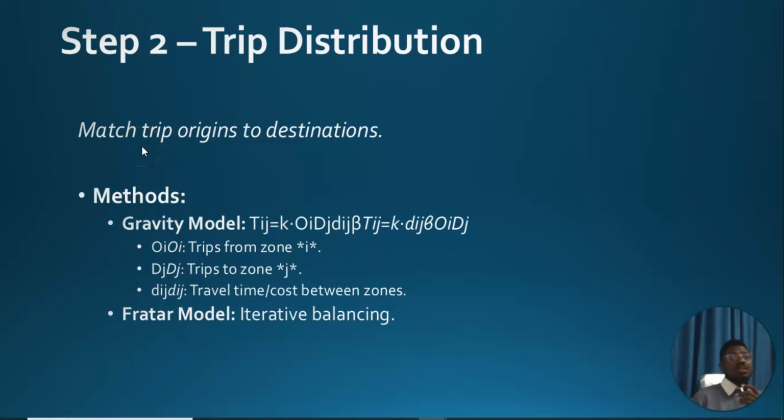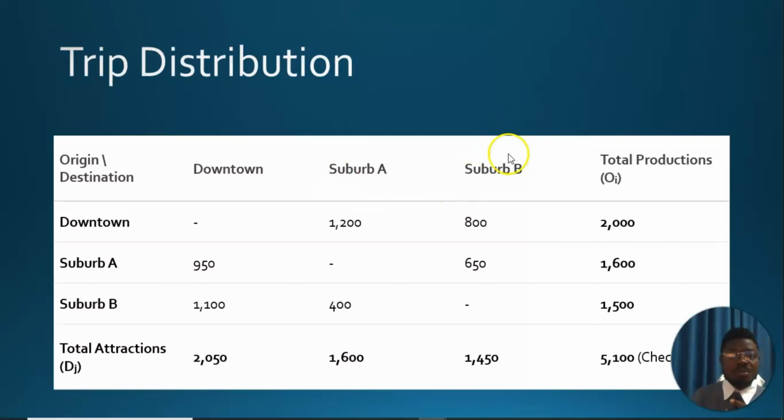Now, the second one is talking about the trip distribution, and we know it matches the trip origins to their destinations. Here we have the methods being represented, but a broader view of it is what we have here. When we have the origin and the destination, there can be movement from downtown to downtown. Maybe from downtown to suburb A is about 1,200 trips. Then from downtown to suburb B is about 800.